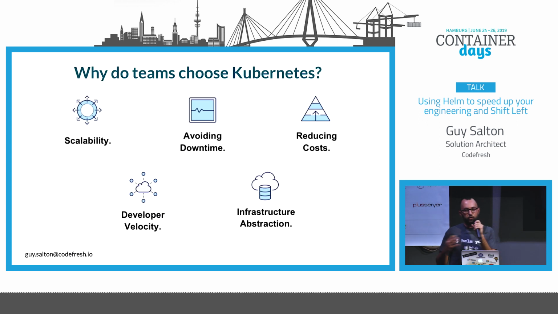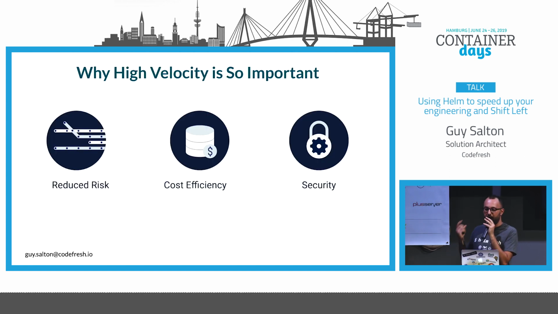So first, why do teams choose Kubernetes? You can see a bunch of different reasons here on the screen, like scalability, avoiding downtime, reducing cost, developer velocity, and infrastructure abstraction. But today we're going to focus mainly on velocity and why high velocity is so important. I broke it down here to about 3 reasons. Let's start with reduced risk.